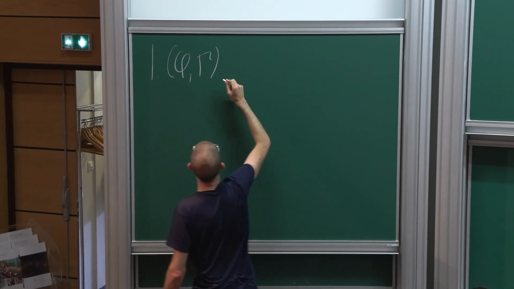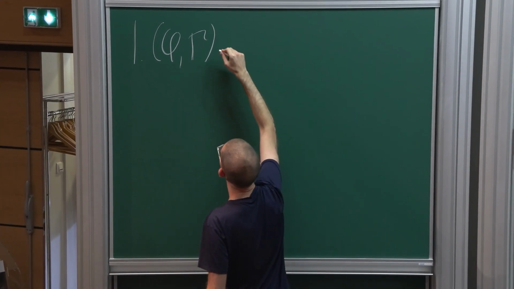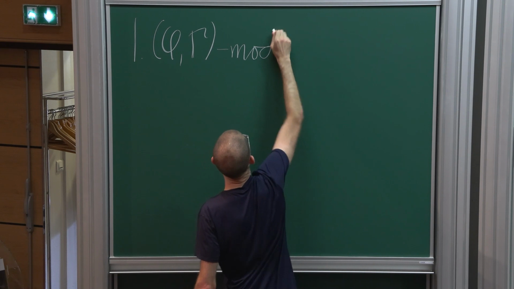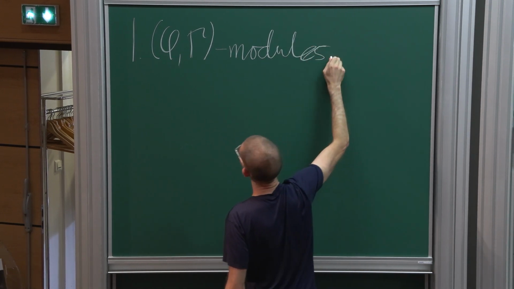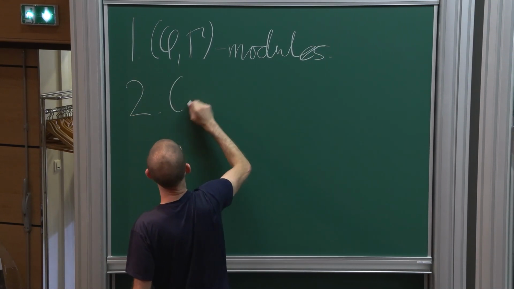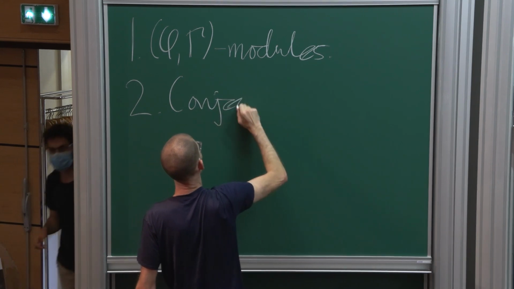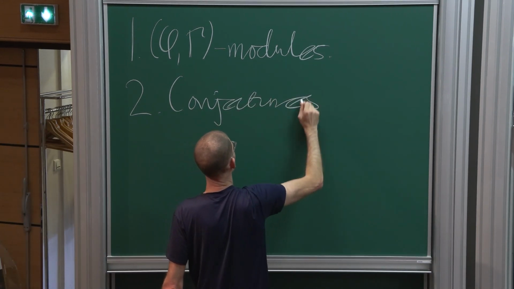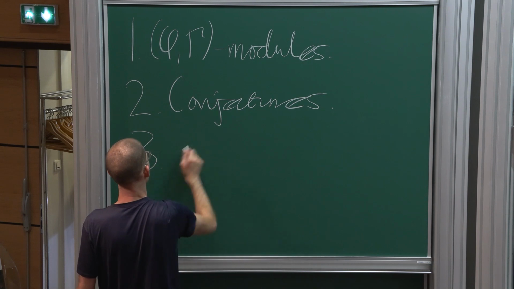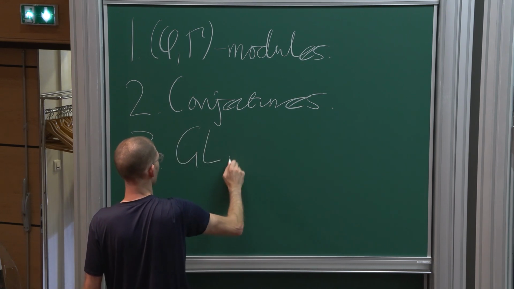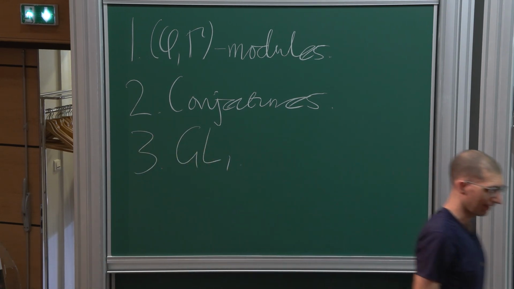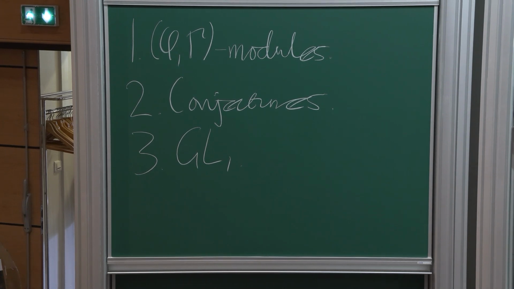The first one will be about phi gamma modules and stacks of phi gamma modules. The second section will state some conjectures. And the third section, I'll do hopefully one example, which will be GL1. And then Matt's talk afterwards, and then his talk on Monday will just hopefully have a lot more examples.